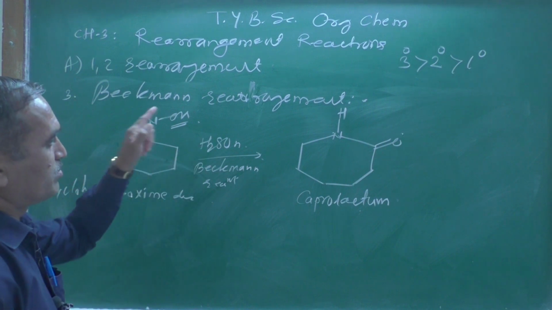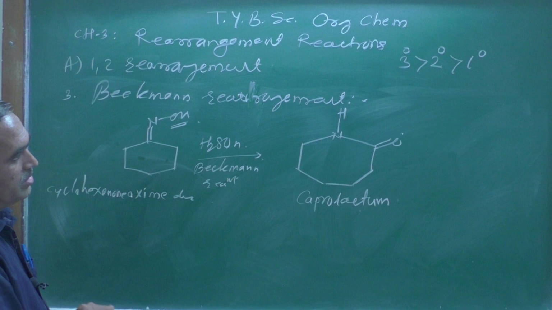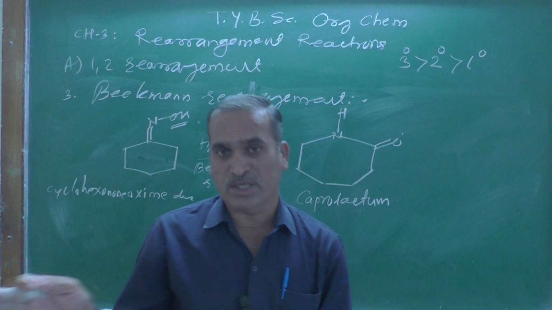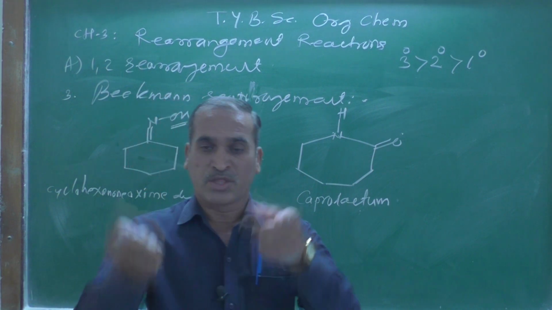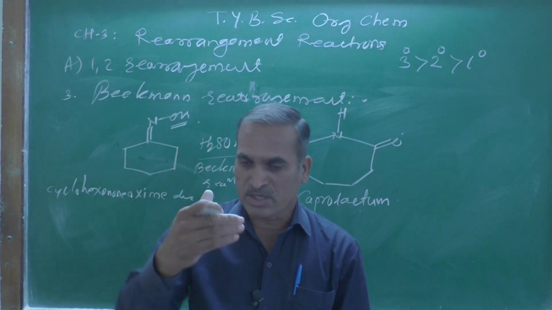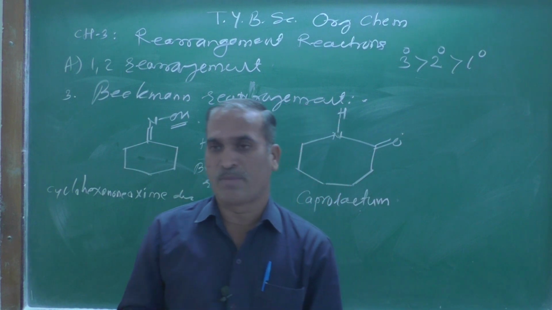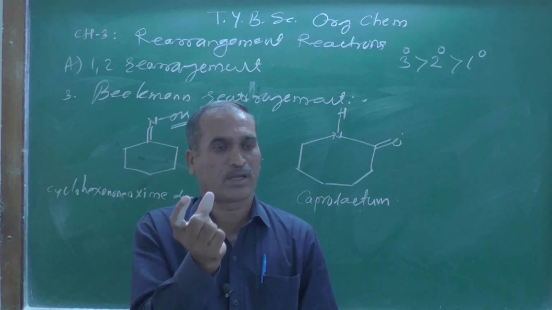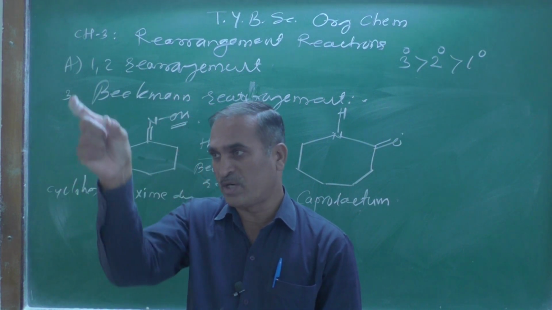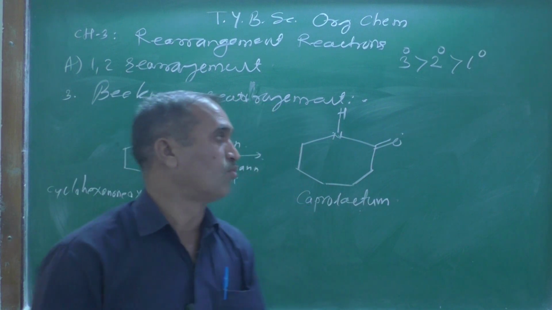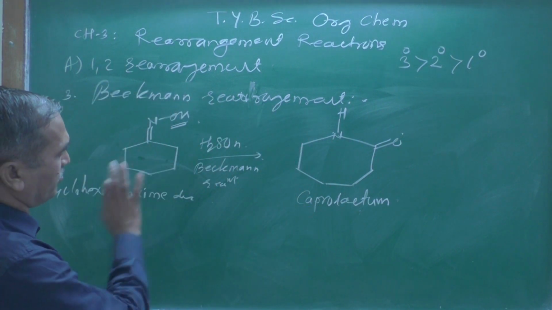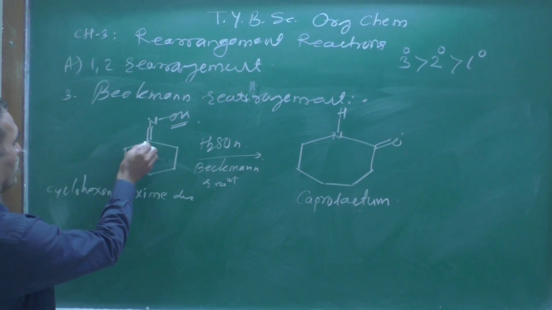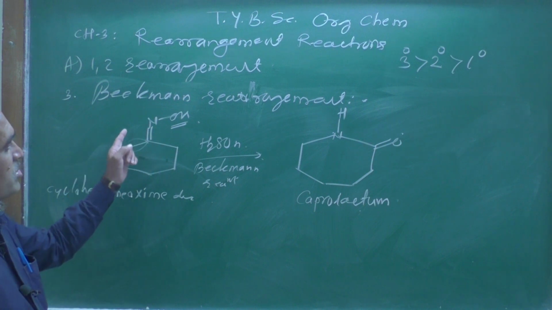But for the Beckmann rearrangement reaction, in a later part we will discuss the details of that reaction. Here we are generally talking about 1,2 rearrangement reactions, those reactions we are discussing here only. And for your information, I am telling you which group is migrating. Look at this, this is the group which is migrating.